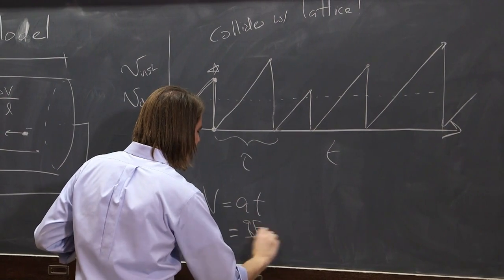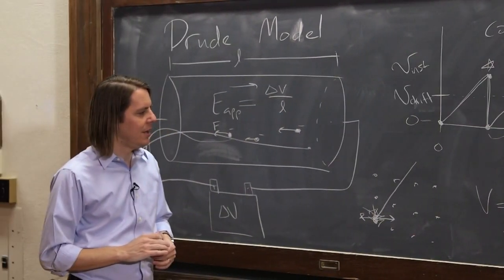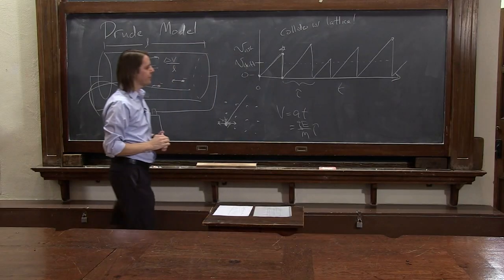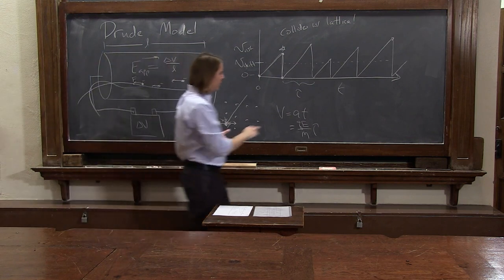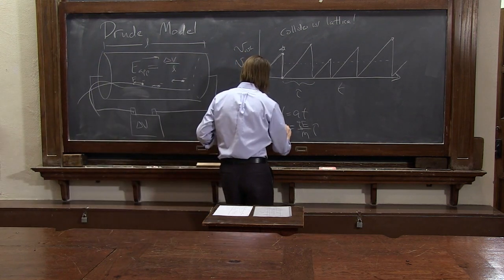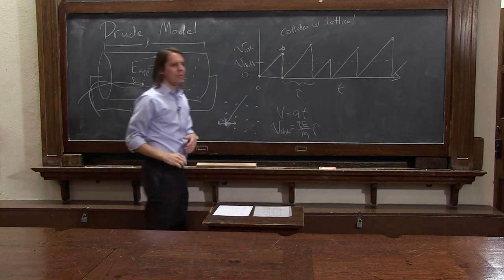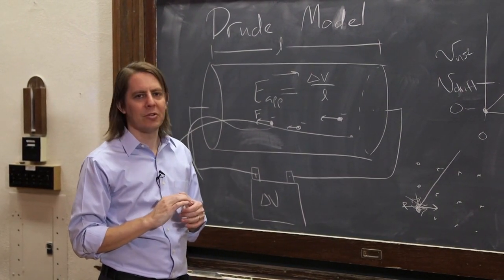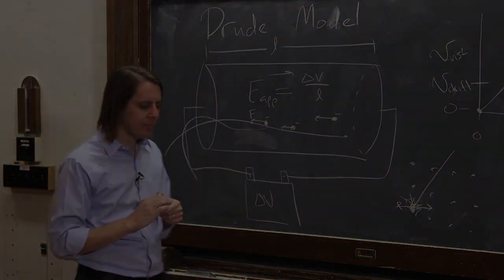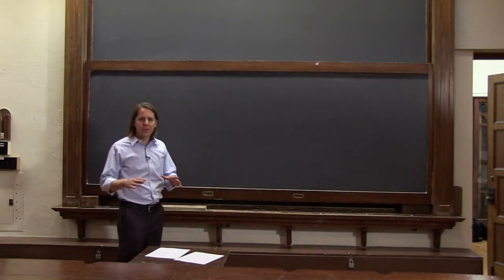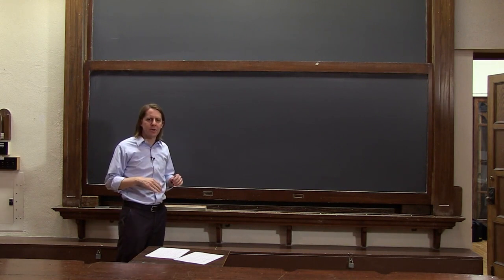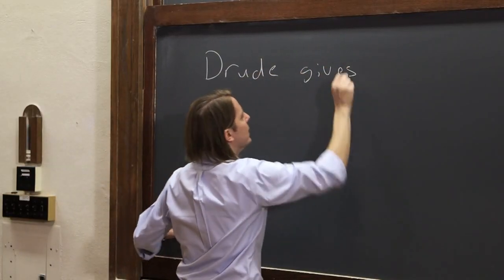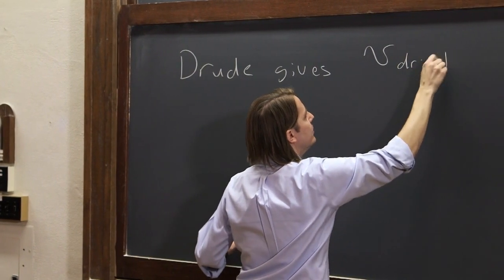Sorry, QE over M is the acceleration. And time is tau. We're figuring out how fast does it get. That's tau. So we can write v drift that way as QE over M times tau. So this is why we imagine them having a constant drift velocity when really they're accelerating all the time. They're accelerating and stopping, accelerating and stopping. We saw how the Drude model shows how you actually get an average velocity for the charge carriers when you apply a field. So Drude gives a v drift.